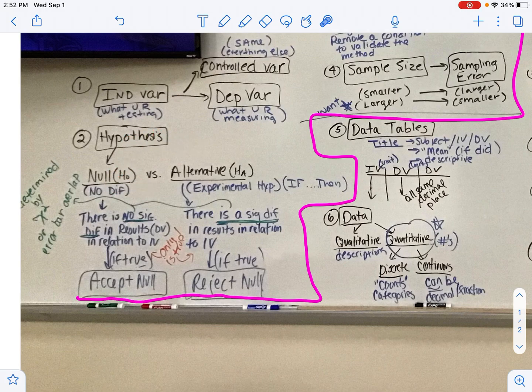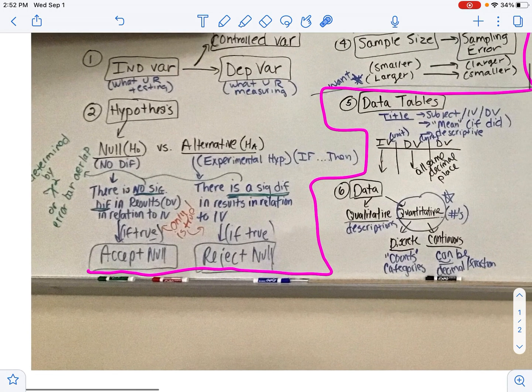Hypothesis. I think everyone knows what a hypothesis is, but AP is a little different, and I think a lot of people are kind of confused by null hypothesis, alternative hypothesis, experimental hypothesis. So just to sum it up, alternative and experimental hypothesis are pretty much the same thing. They're both saying that there is going to be a difference in the groups, like in your dependent variable.